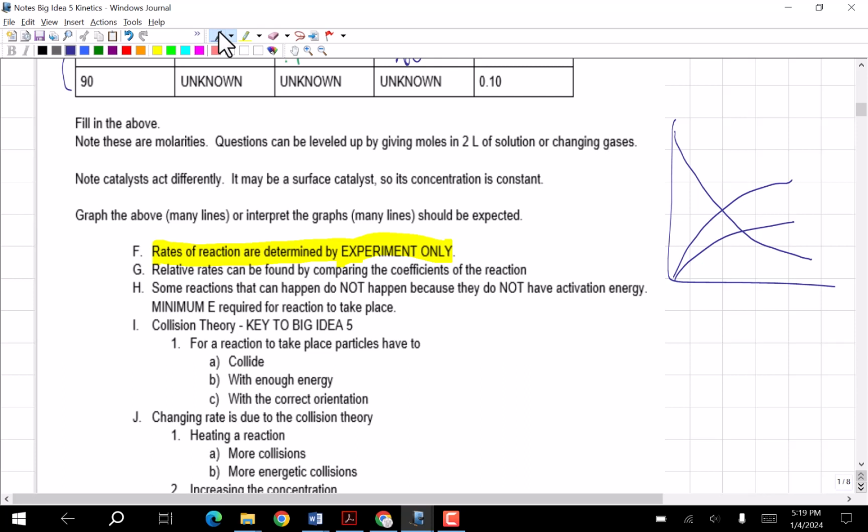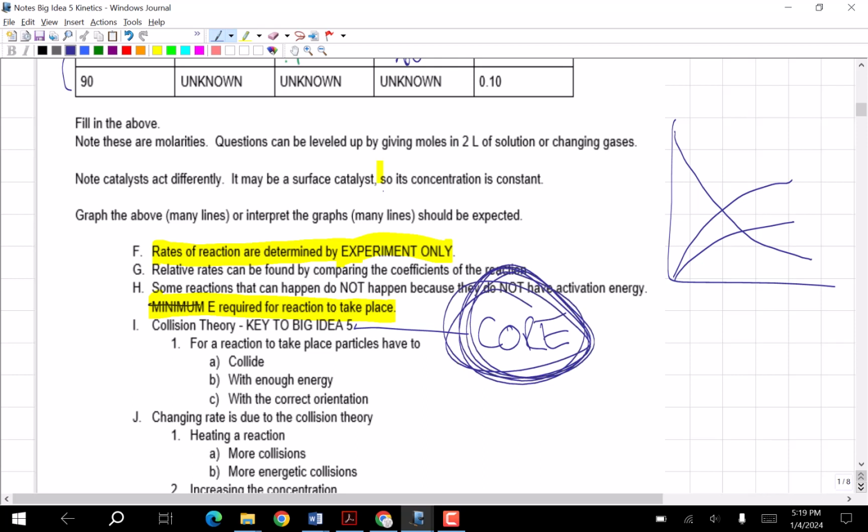Some reactions that can happen do not happen because they do not have the activation energy. Activation energy is the minimum energy required for reaction to take place. All right. The collision theory, key idea to Big Five, and key idea to that is a core of all chemistry. So you need to know this and be able to spit it out pretty easily.